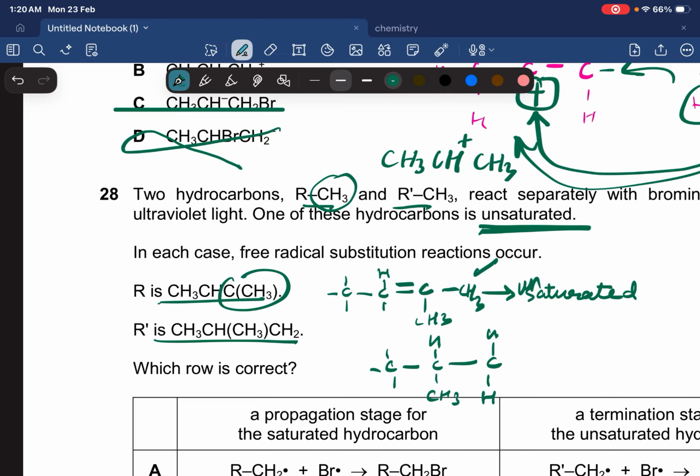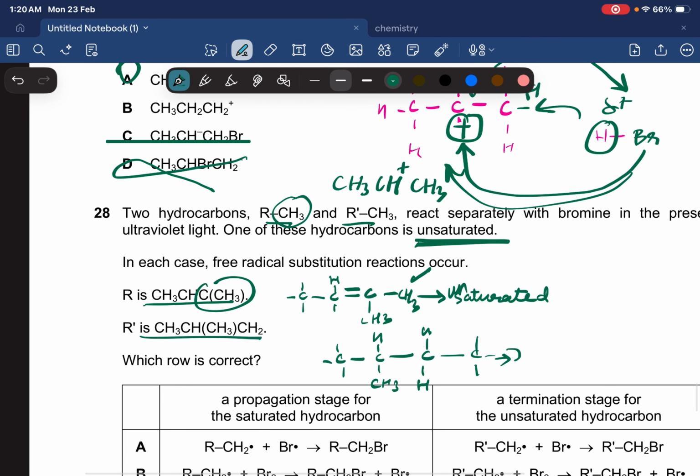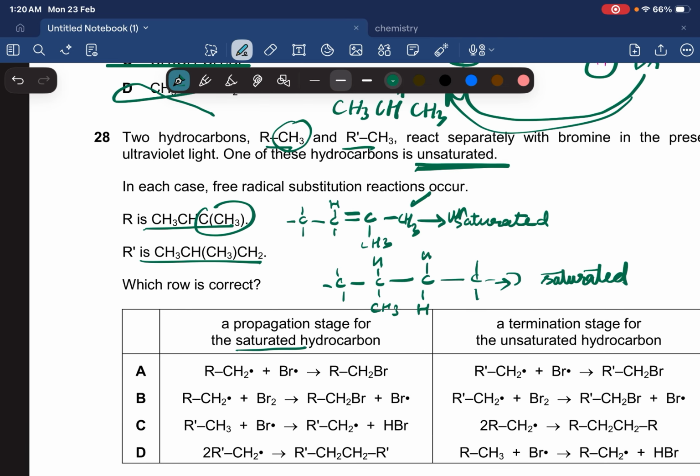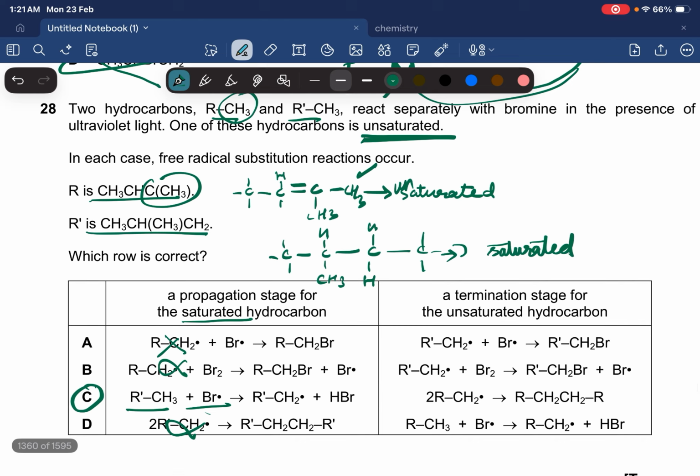And over here, this one is CH2 and then there is a CH3. So this one, the second one, R naught, is your saturated hydrocarbon. Now a propagation stage for this saturated one is R naught. So cross, and we're looking for a propagation. In propagation, a normal molecule is going to react with the free radical. So this is correct. This is wrong because you just have a free radical. And over here, the termination stage for the unsaturated: two free radicals reacting together. So that's going to be the termination step.